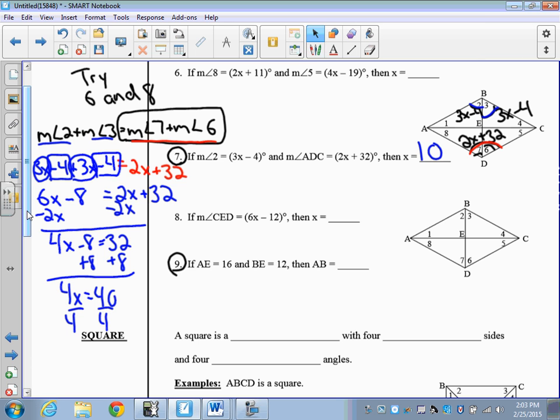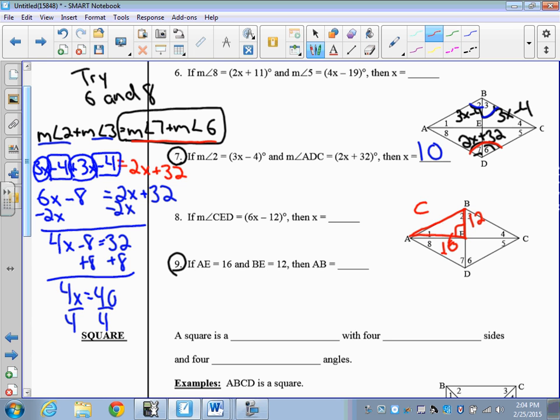And let's take a look at this last one here, number 9. It says if AE is equal to 16, BE is equal to 12, what is AB? Remember, the diagonals form a right triangle, 90 degrees. So since we have this, when we see a right triangle, there's 2 things we can do. We can either do the Pythagorean theorem or trigonometry or SOHCAHTOA.